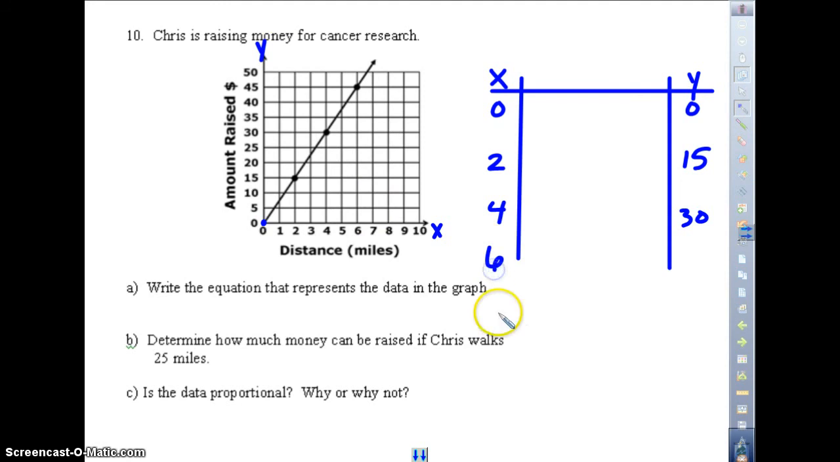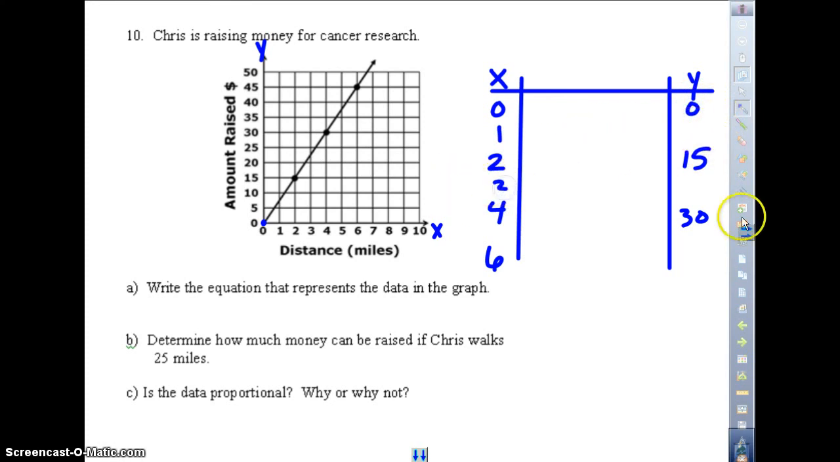Added in here. I told you your goal is to make your x's do what each time? Yeah, they're supposed to increase by 1, but right now they're all increasing by 2. And each time your x's increase by 2, your y's are increasing by how much? Every time your x increases by 2, your y increases by what? If I made my x's increase by 1, my y's would then increase by how much? Yeah, it's got to be half that amount.